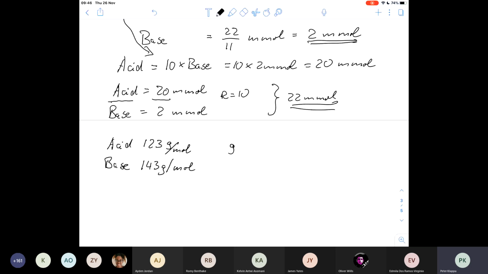So we've got the molecular mass, and now we want to convert the millimoles into grams, and that's not terribly difficult. So for the acid, we say we are looking for grams. We have 123 gram per mole. That's our molecular mass. So the grams are right. We need to get rid of the mole. Do we have mole anywhere? Yes, we have times 20 times 10 to the minus 3 mole. That's our 20 millimole that we've calculated for the acid.